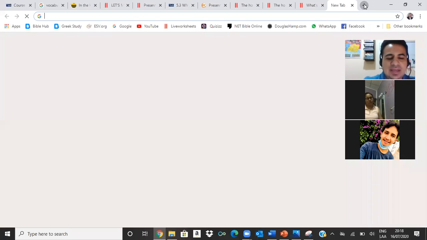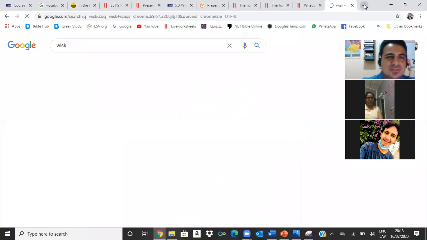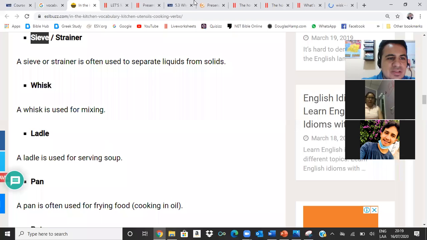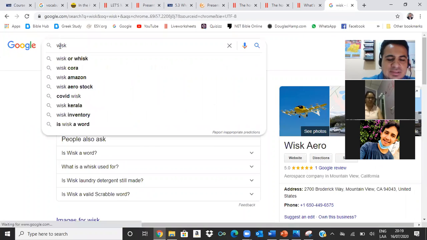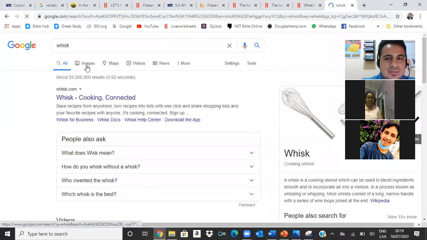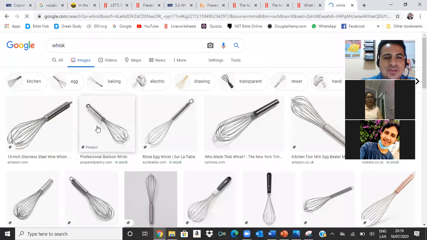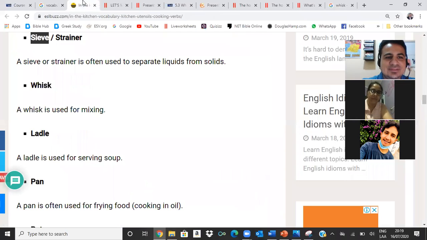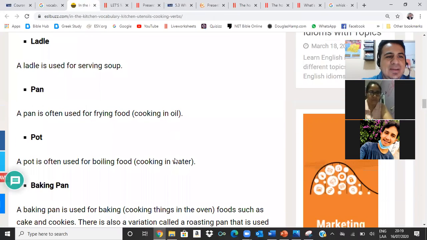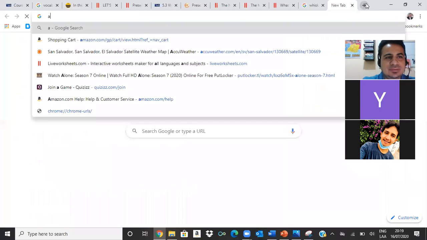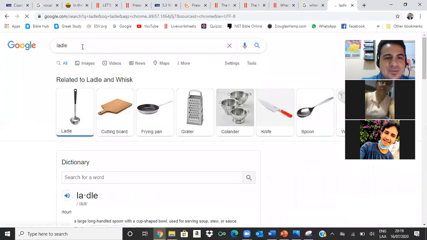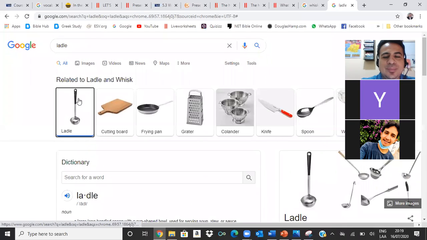A whisk. Nosotros le decimos batidor. W-H-I-S-K. Do you see? Whisk. A ladle. Ladle. This is a ladle. Para agarrar la sopa. Es como un cucharón. Yes, a ladle.